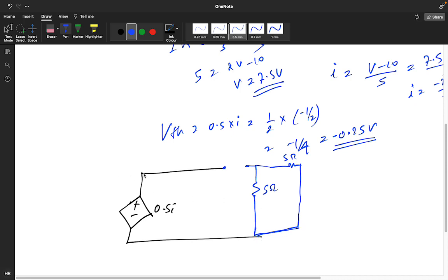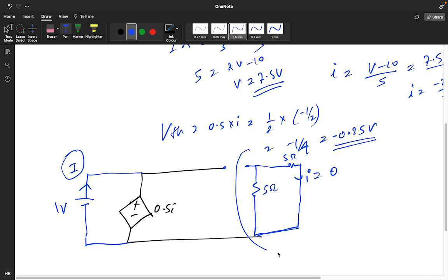And here you have a test source, so I am just assuming the test source value as 1 volt and current I. So you need to find the value of this particular current I. The small I value was this one only. There is no source there. That means your I value is 0. No voltage is here. If you see this circuit, nothing is there. So current will be 0. If this current is 0, that means your 0.5 into I will also be 0.